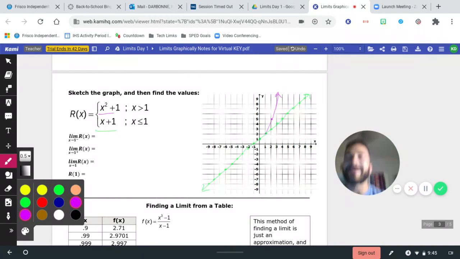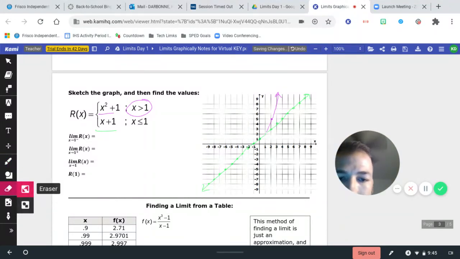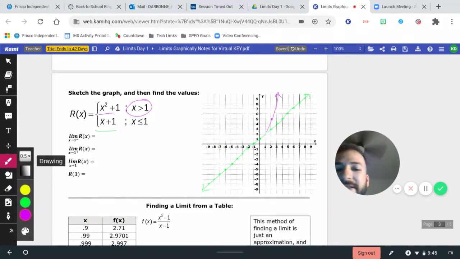And then at an x value of 1, is this function actually able to equal a y value at 1? No, because 1 is not included in the domain. So right here at 1, I know you're probably like, Mr. Arbona, this is so small.